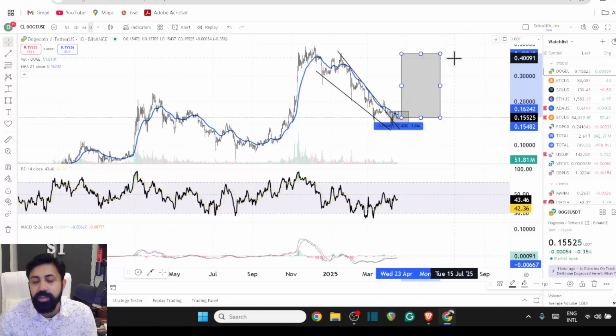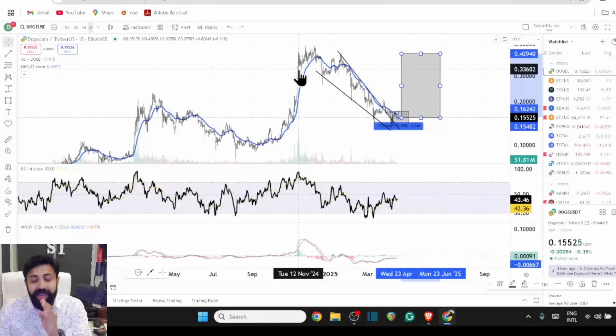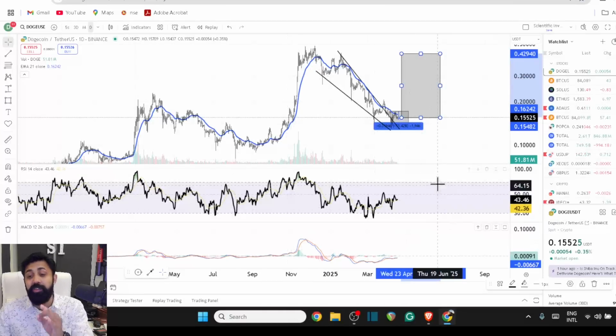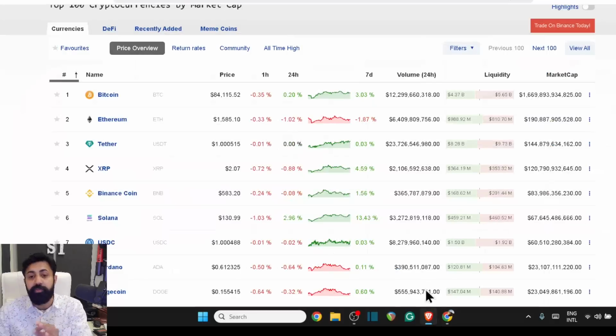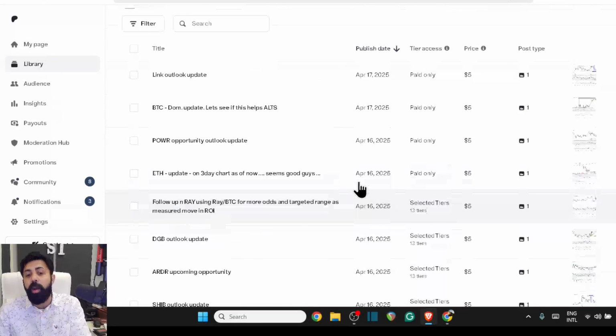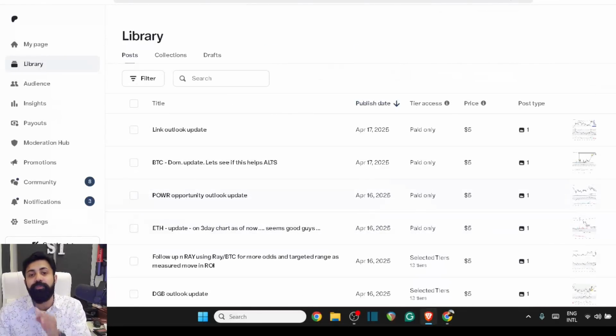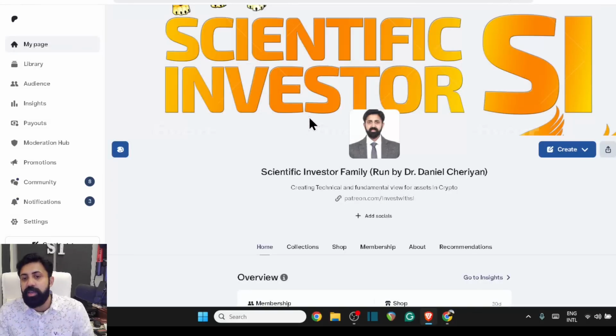So this is all we have to do. Be disciplined, have patience, and if you want to find assets with red flags or the assets with opportunity, you will have to be involved in the best crypto family.